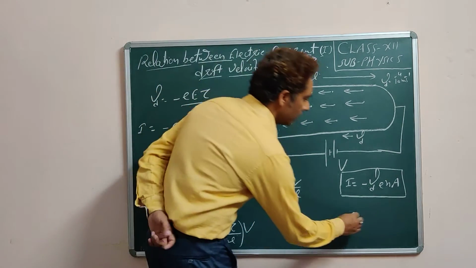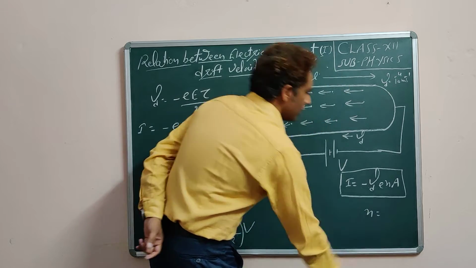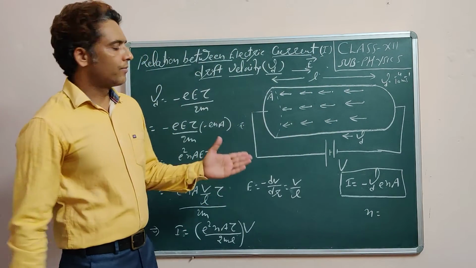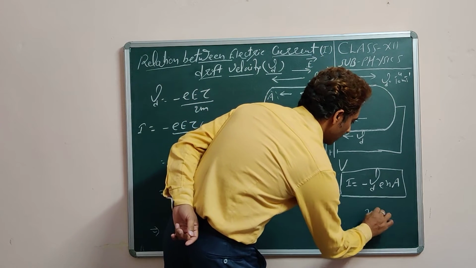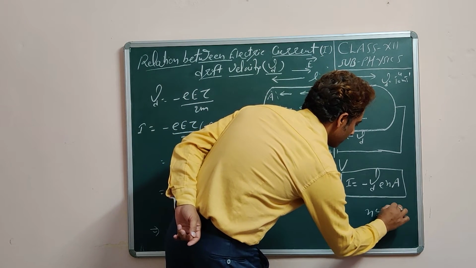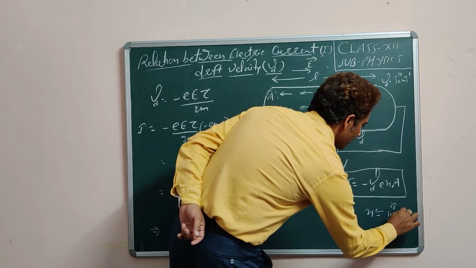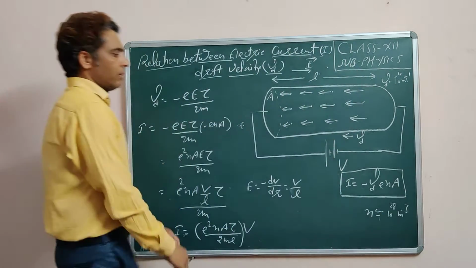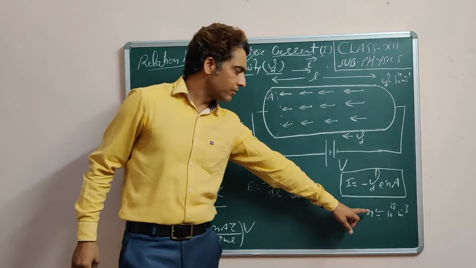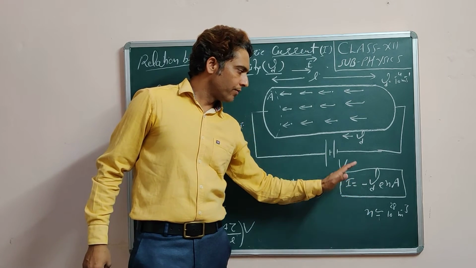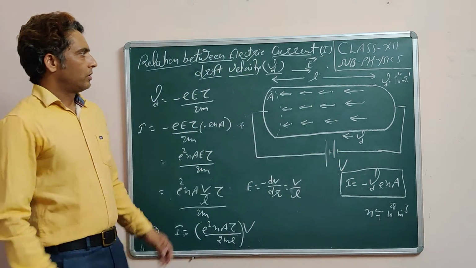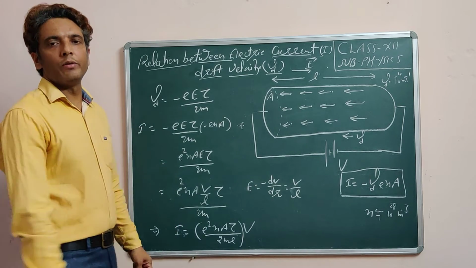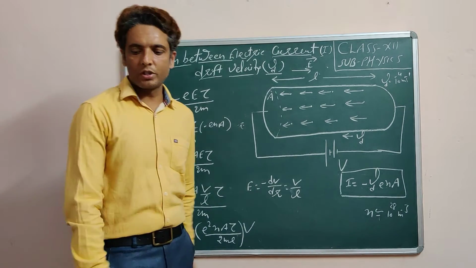This value of n is of the order of 10 raised to the power 25 to 10 raised to the power 30. Equivalently, we can write 10 raised to the power 28 per cubic meter. So due to this large value of n, the magnitude of current in conductors can be large. So this is all about the relation between electric current and drift velocity.